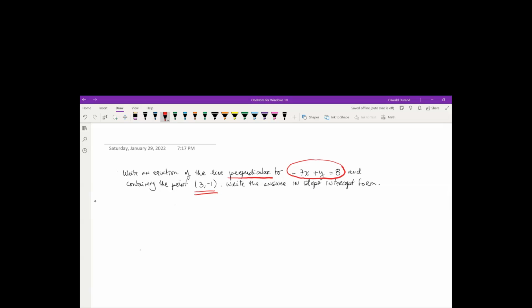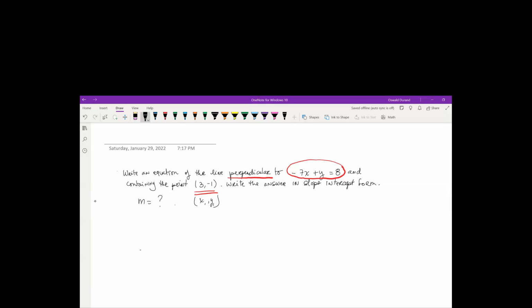The only thing that we have missing: in order to write that equation, we need a point, which is (x1, y1), but we also need a slope, m. We don't have that, but we have some clue here. In order to find the slope, we need to look at the keyword of the line being perpendicular to that equation here, which is in standard form.